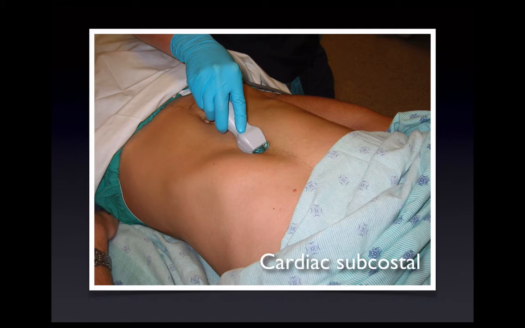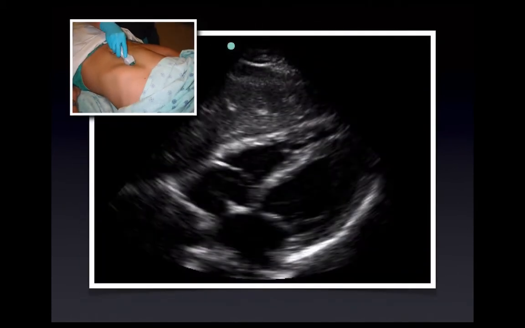So let's start with the cardiac subcostal. You're going to be looking at the heart. You're going to see the liver on the superior portion of your screen, and then you have the right ventricle, the left ventricle, the right atrium, and the left atrium. And when we're doing the FAST exam, as a reminder, we're just looking for free fluid and to see if there's cardiac activity. We don't want to look at valves and all those additional things that we could technically do during an echocardiography. We're just looking for free fluid and cardiac activity.